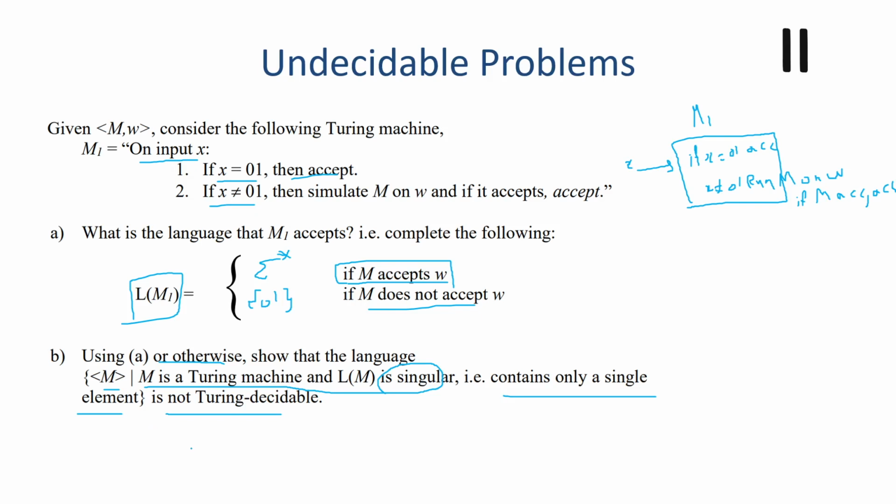Why is that the case? By the way, we've solved this before, where we used to construct machines like M1 ourselves. But in this question, it's given to you at the beginning as a hint, to help you out. So M1 takes an input X. If X is 0, 1, it'll accept. Otherwise, you run M on W, and if M accepts, you accept.